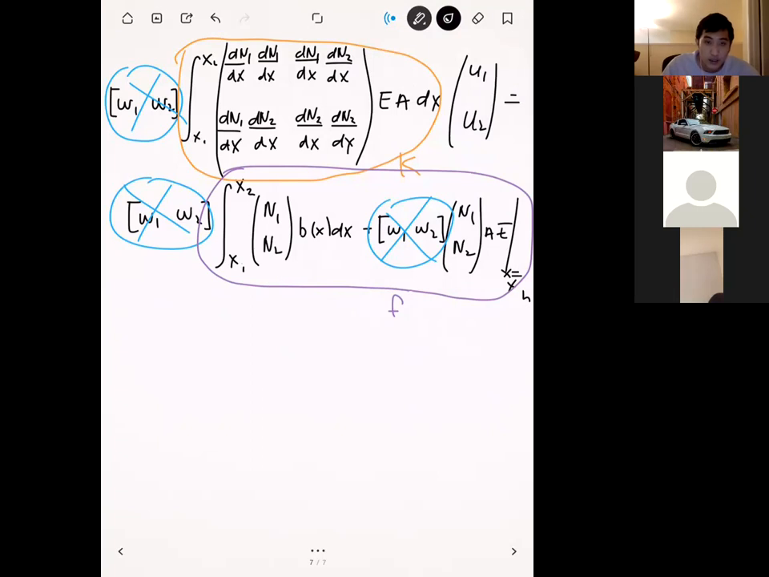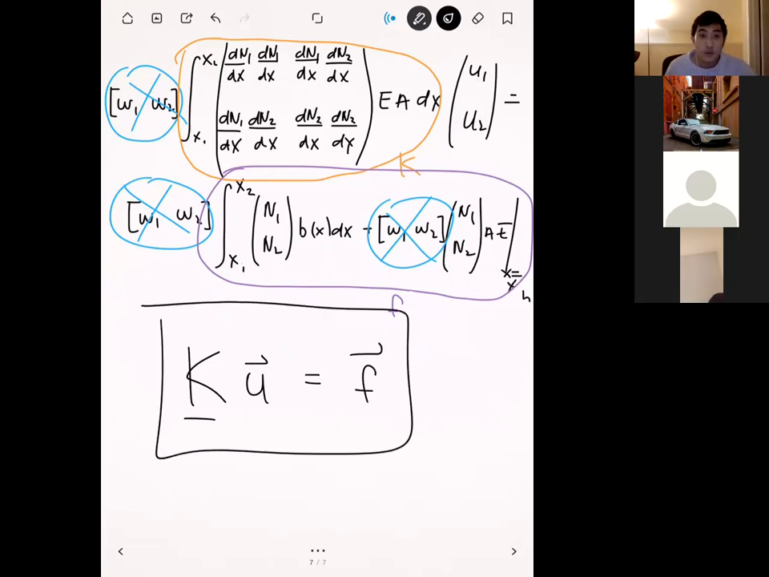terms, what we get is an expression for our linear system that should hopefully look familiar, right? And so we have K, which is our element stiffness matrix, times U, which is our solution vector that we want to solve for, okay? And then we have F, which is our element forcing vector, okay? And so this here is our stiffness matrix. Okay. This U here is the solution vector.